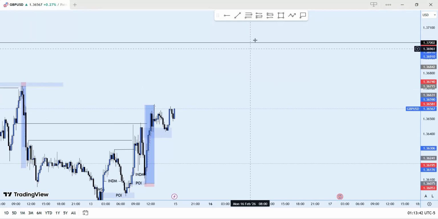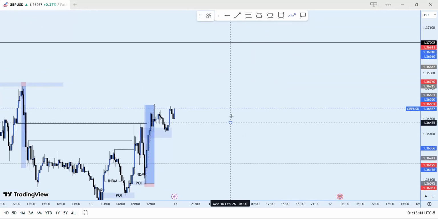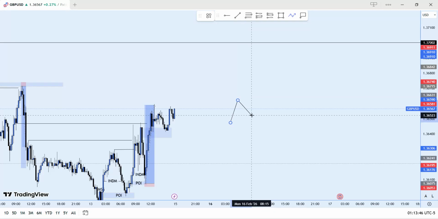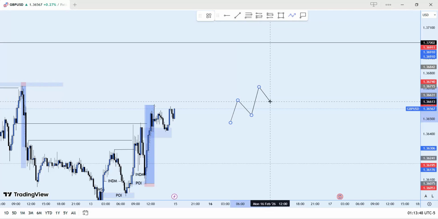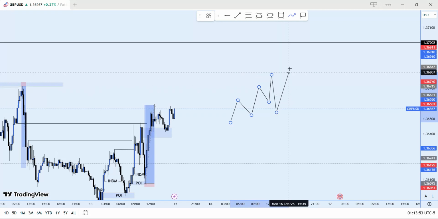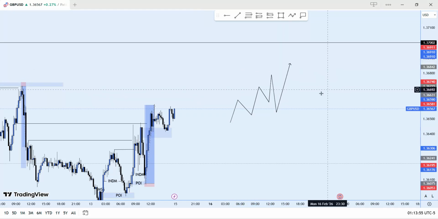And this is just it. It's just a structure. You need to have a structure. You need to plan your trade and trade your plan. So this is it. It's just as simple as it is.